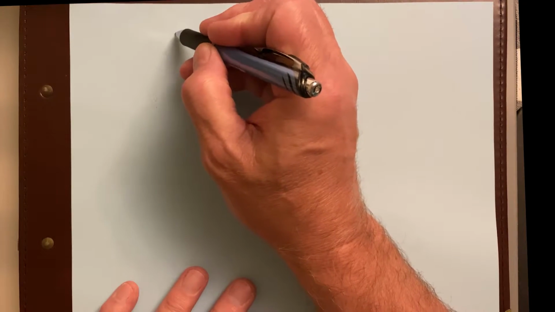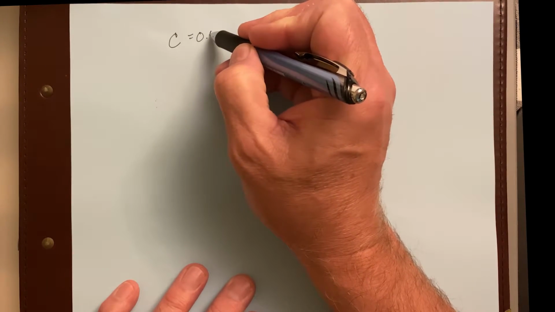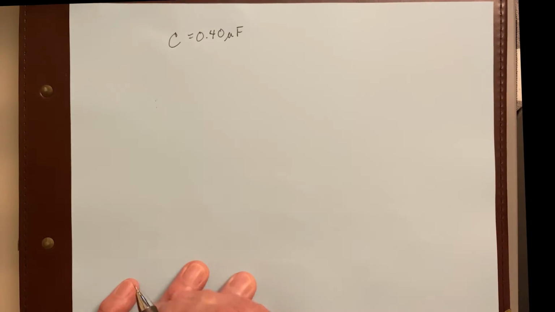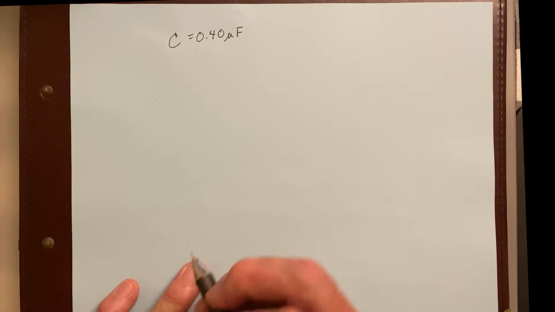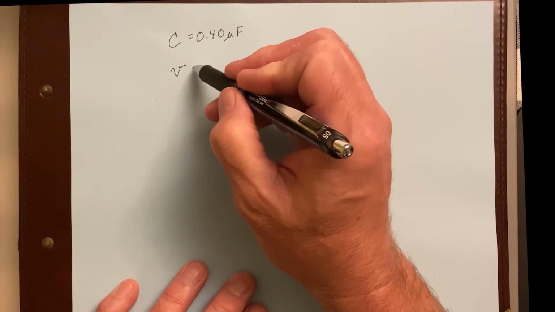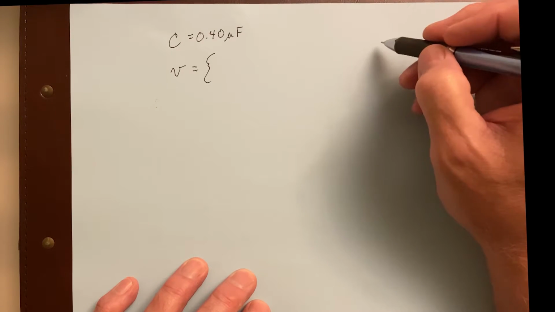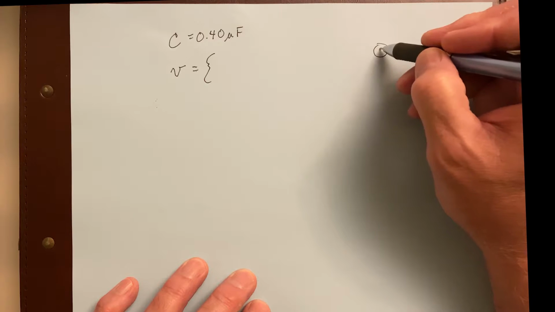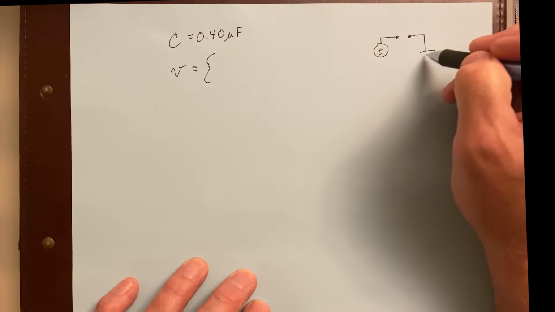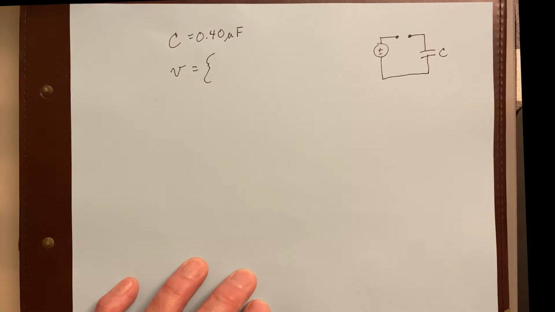Let's say that we have a capacitor that has a capacitance value of 0.40 microfarad, okay? And let's say we know the voltage across this capacitor over time. Now if you think about what's going to happen here, this is our voltage source, and here's a switch, here's a capacitor, and we'll just simplify it, really simple circuit with only one capacitor in it.